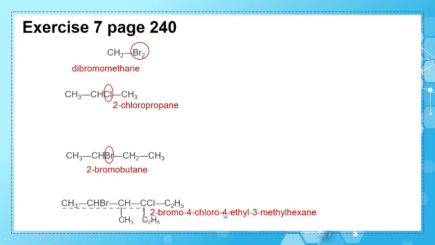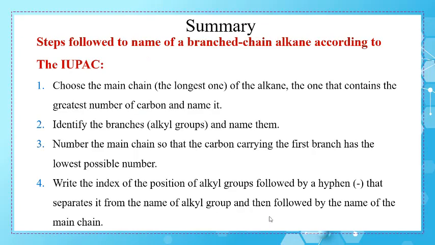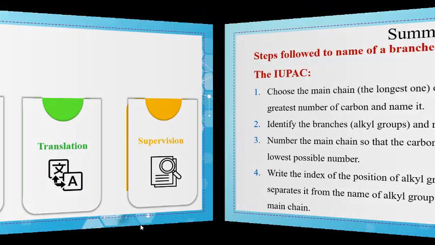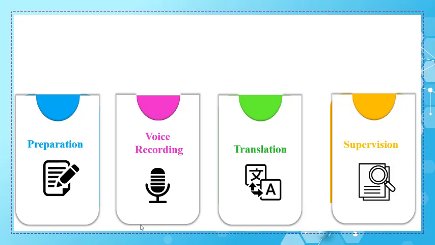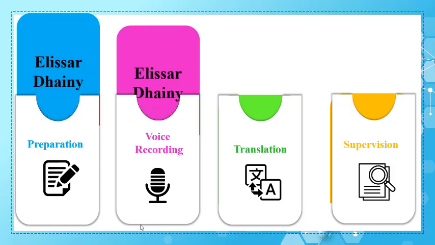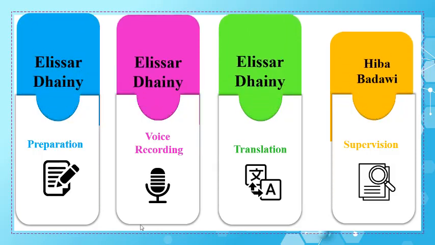Look, between each number and the name we have hyphens. And this is all for this lesson. In this lesson we studied that we can give the systematic name or the nomenclature of a branched chain alkane according to the IUPAC system by following these steps. And this is all. Thanks for your attention, and until next time.